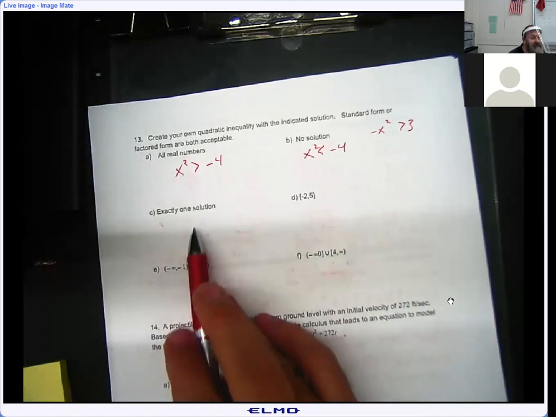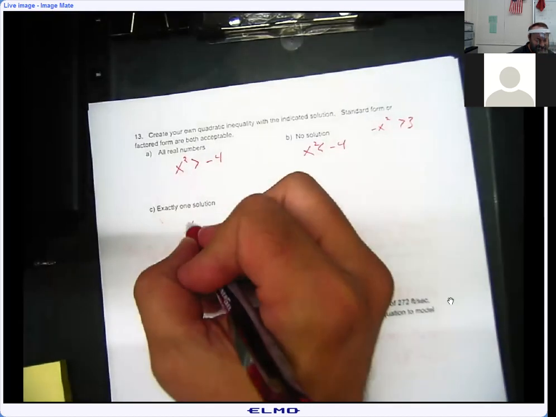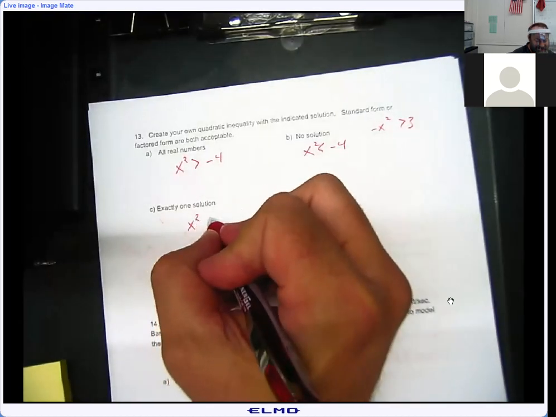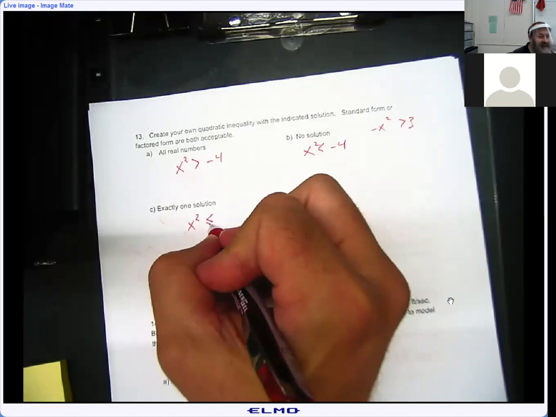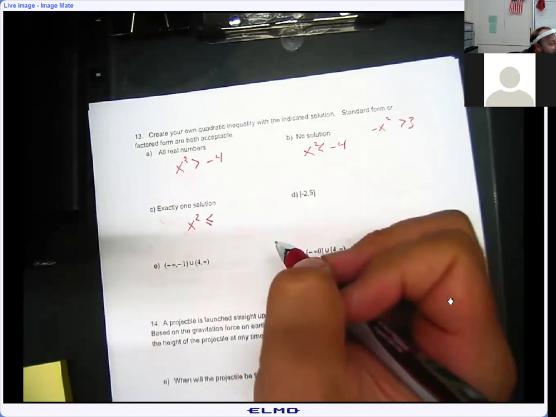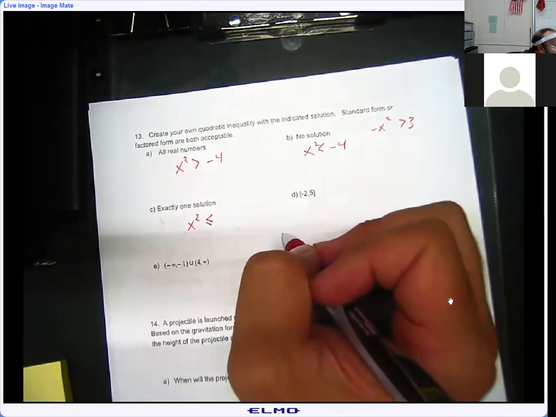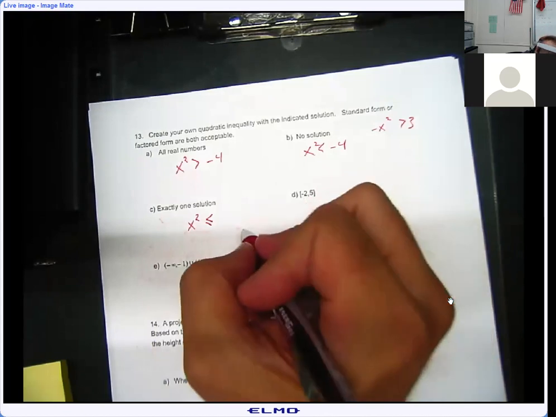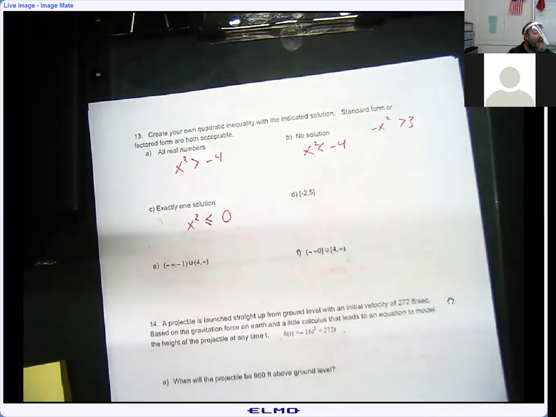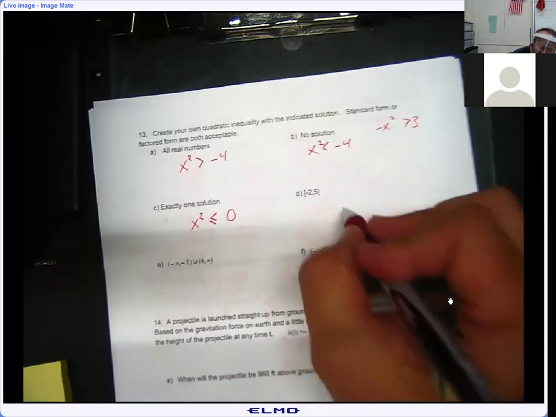Anybody have an idea for this one that has exactly one? We saw one on the front side. I'm going to just go x squared is less than or equal to 0. Will x squared ever actually be less than 0? No, but will it ever be equal to 0? Heck yeah.